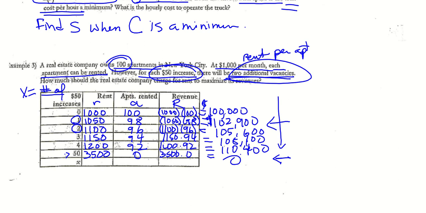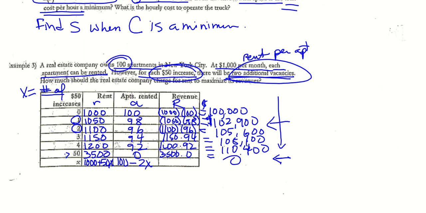X is the number of times we raise the rent by $50. So my rent becomes what it started at, which was $1,000, plus $50 every time I raise the rent. So 1,000 plus 50x. What about my number of apartments? Well, it was 100, but every time I raise the rent, it drops, so we subtract 2 apartments. So that's 100 minus 2x.